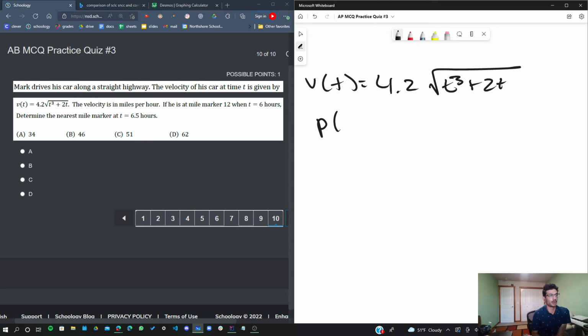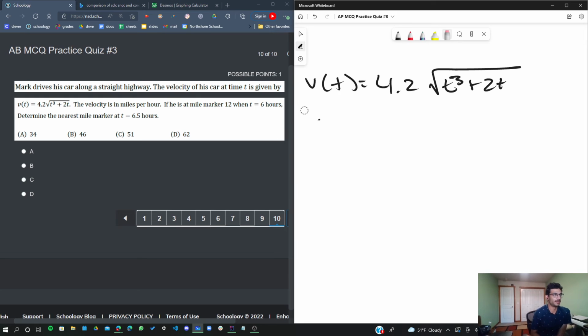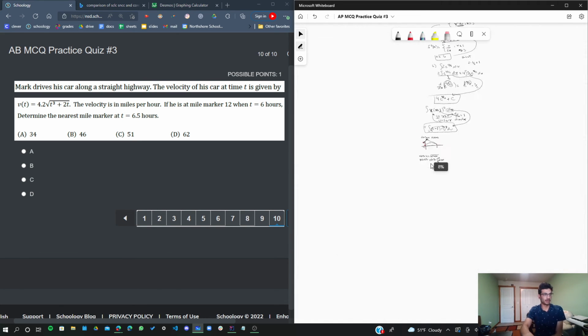Your position at one point in time, so let's say position at 6.5. I need to give myself enough time, so I'm going to be very quick about this. The position at 6.5, your final position, is equal to your initial position, which is p of 6, plus the integral of v of t dt.